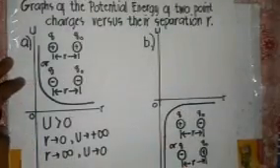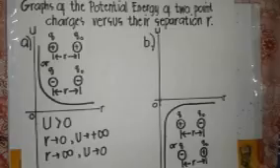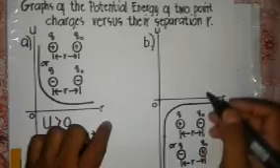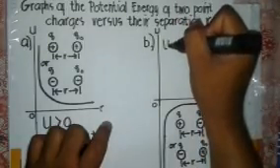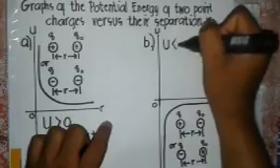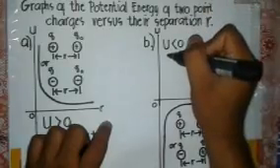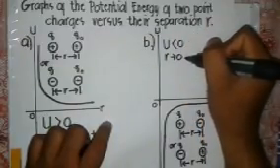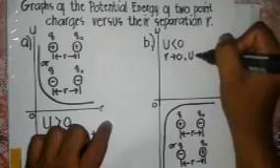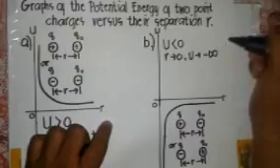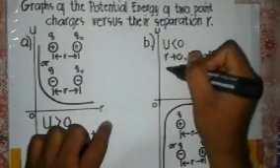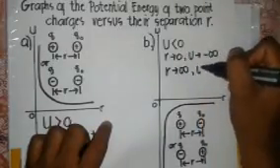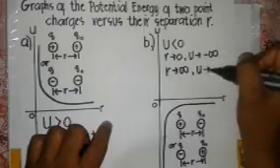Now in B, our charges q naught and q have opposite signs, so our potential energy is less than 0, and as our r approaches 0, our potential energy approaches negative infinity, and as our r approaches infinity, our potential energy approaches 0.